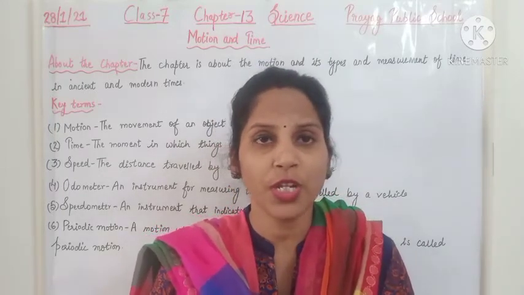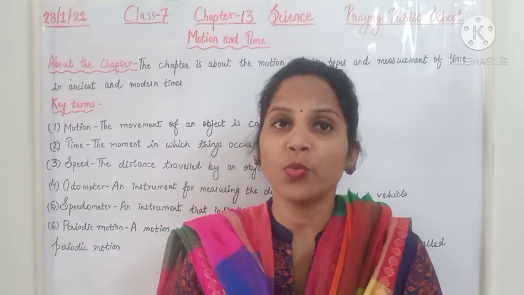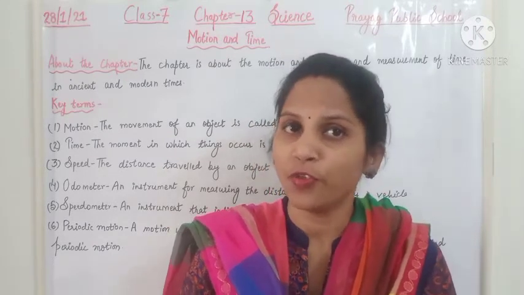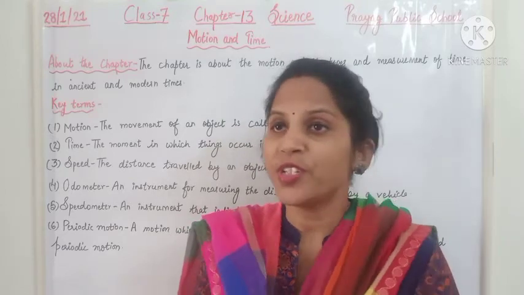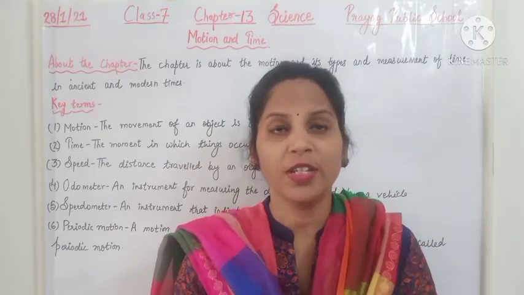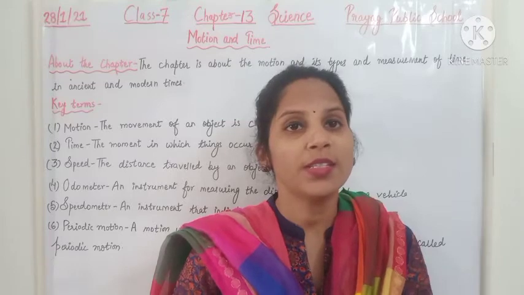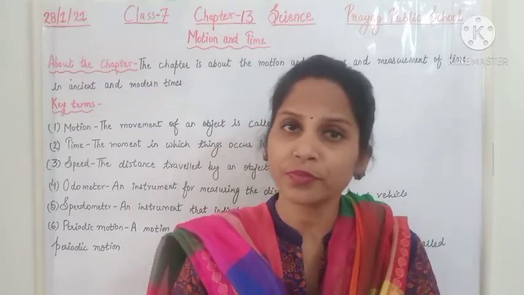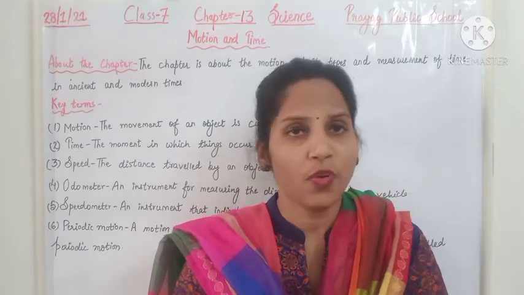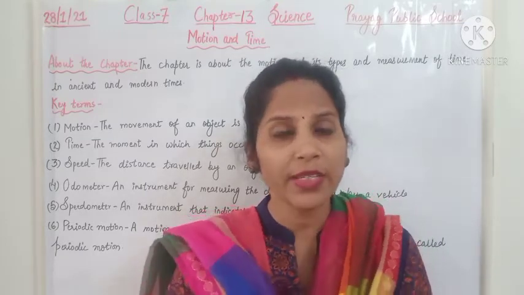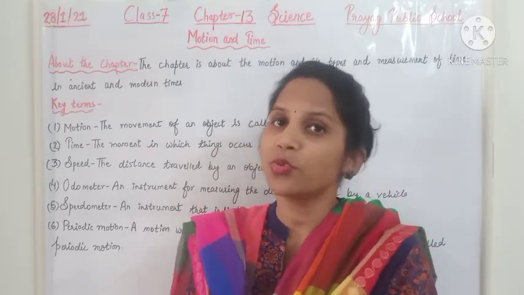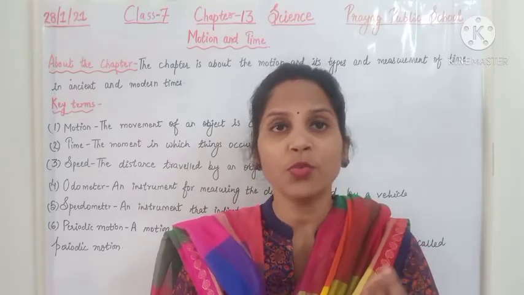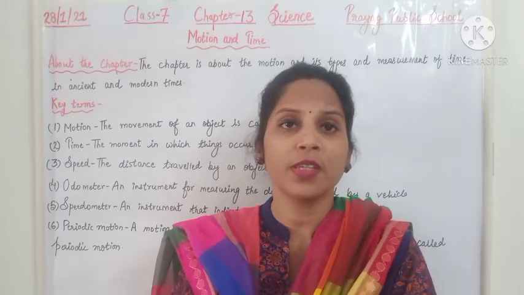What is uniform motion? If an object is moving with a constant speed, that motion is called uniform motion. And if an object is not moving with a constant speed, that means it covers unequal distances in unequal intervals of time, that is called non-uniform motion. Then what is rectilinear motion? The motion in a straight line. Then what is circular motion? The motion which occurs in the form of a circle.